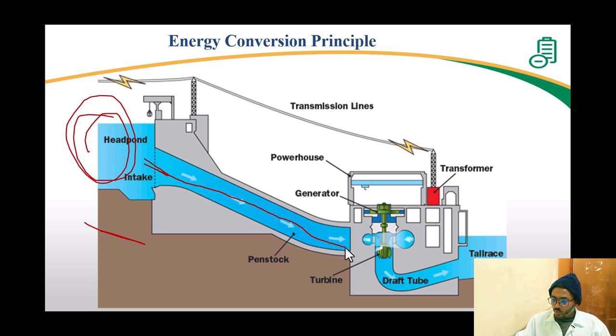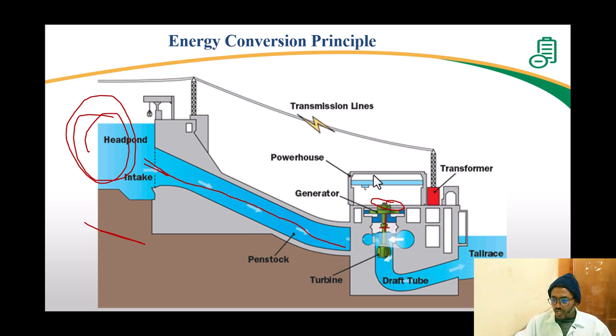Right? So the turbine is moving. When the water hits the impeller, the turbine starts moving. What's happening is the shaft is attached to the generator, so the generator starts receiving power from the turbine.